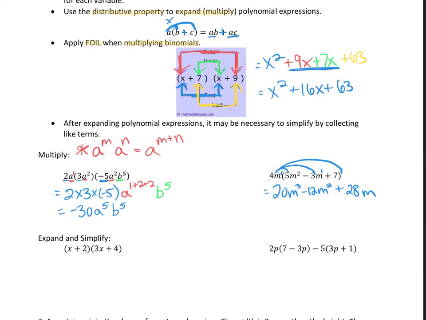Okay, expand and simplify the next example. We're going to use FOIL. So first, outer, inner, last. So our first term, x times 3x, is 3x squared. Our outside term, x times 4, is positive 4x. Our inside term is 2 times 3x, which is a positive 6x. And our last term, 2 times 4, is 8.